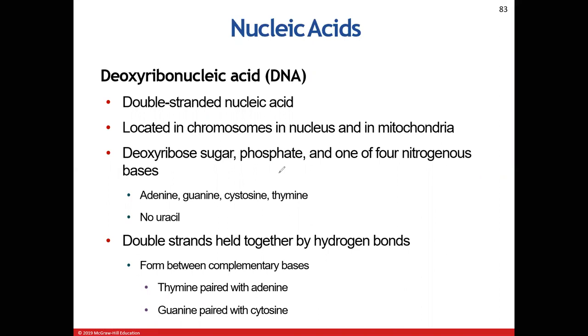Now, when we look at the DNA molecule, again, we're looking at a sugar, a phosphate, and a base. Well, our sugar is going to be deoxyribose. Our phosphate group obviously is the same. And then we utilize one of the four nitrogenous bases that are involved with DNA, and that's going to be adenine, guanine, cytosine, or thymine. Again, there is no uracil found in DNA.